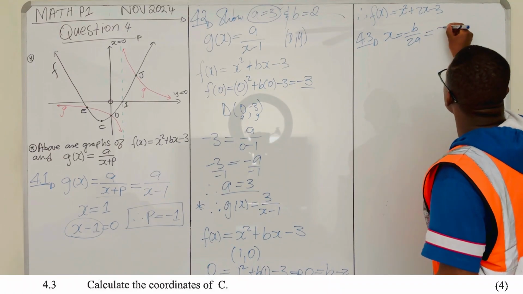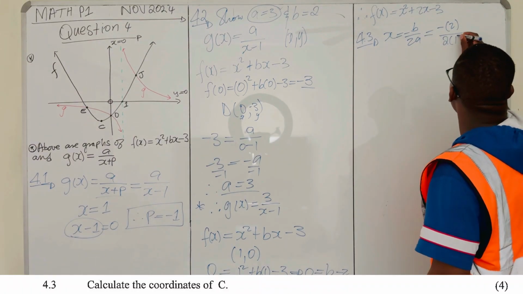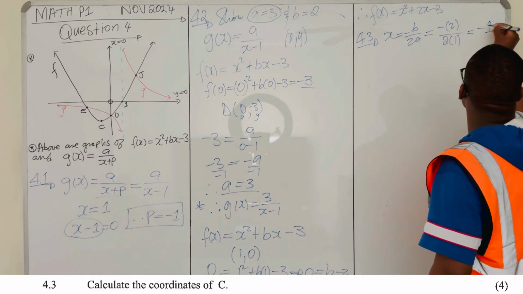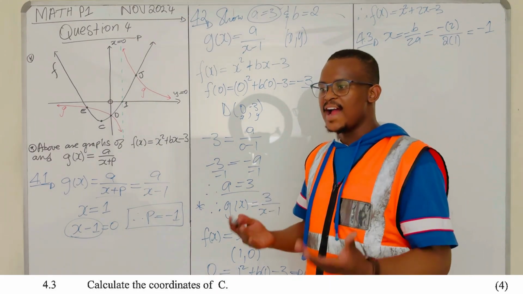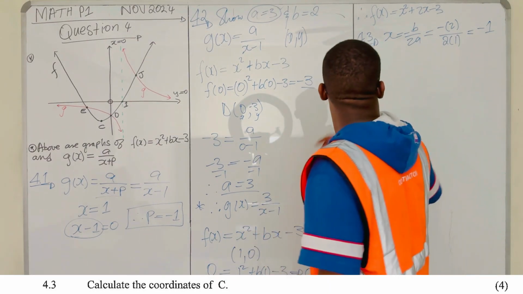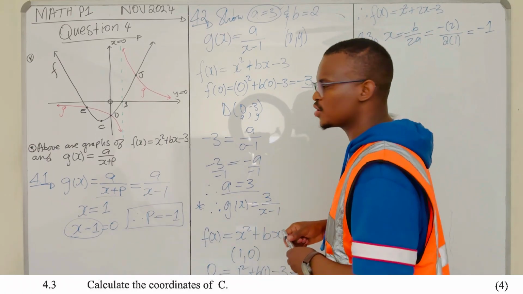Which is equal to negative b, which is negative 2, over 2 into 1. Therefore, your x equals minus 1. That is the x coordinate of the turning point. Now, to find the corresponding y value, you substitute that x coordinate into your equation of f so that you can find the corresponding y value.